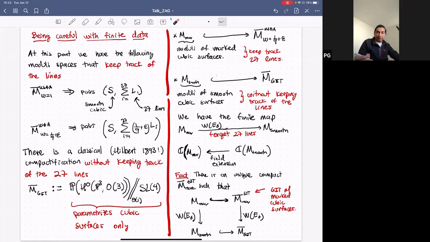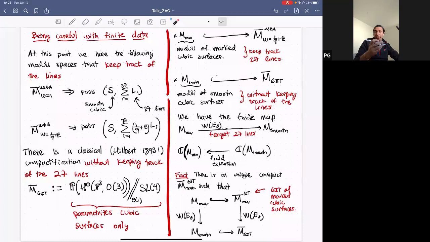We can talk about it more after the talk. But this is not really an automorphism of the cubic surface. This is a finite map, so you have different cubic surfaces going to the same one, and the difference is the different labeling that you can do.